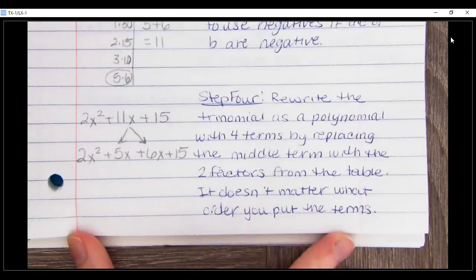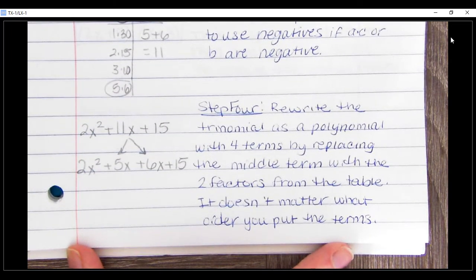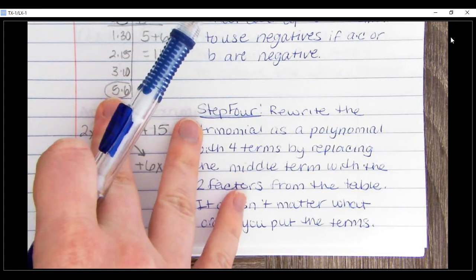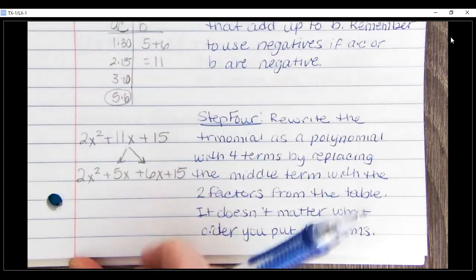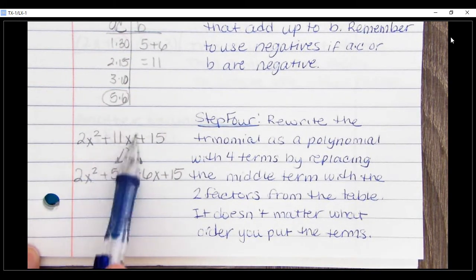Step 4, rewrite the trinomial as a polynomial with 4 terms by replacing the middle term with the 2 factors from the table. It doesn't matter what order you put the terms. So you found the 2 terms or the 2 numbers that multiply to A times C and add up to B. Now you need to replace Bx with those terms.